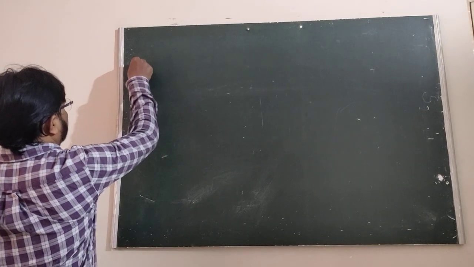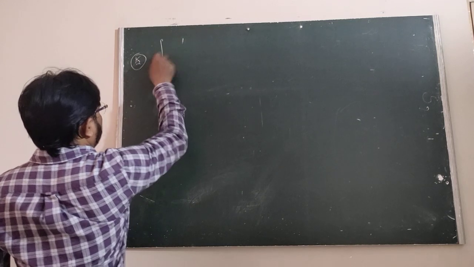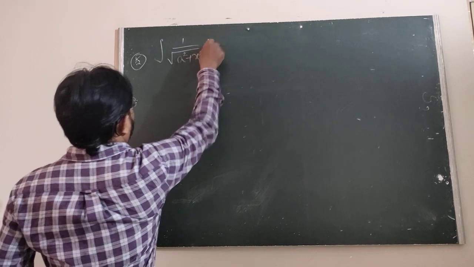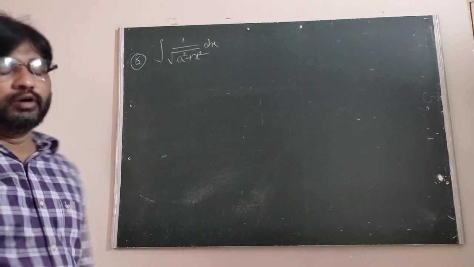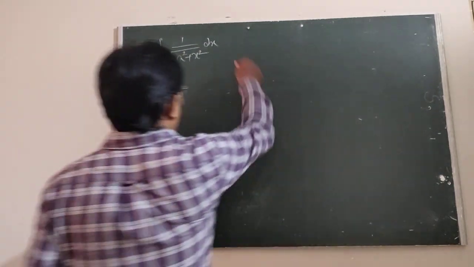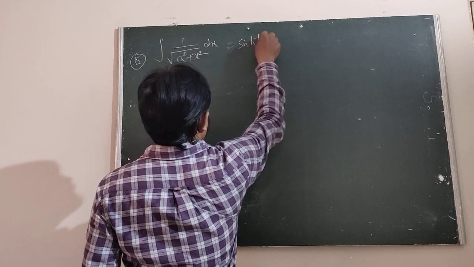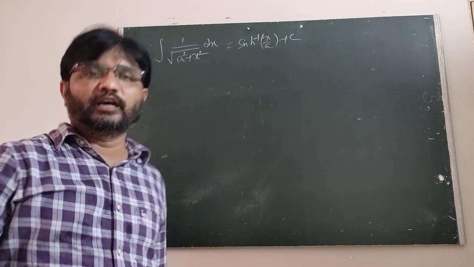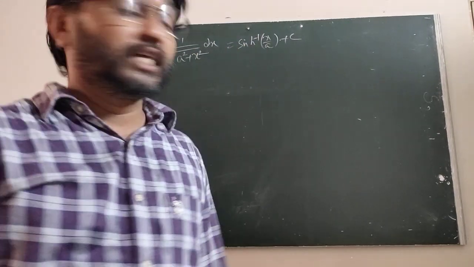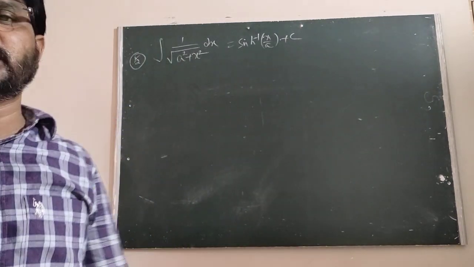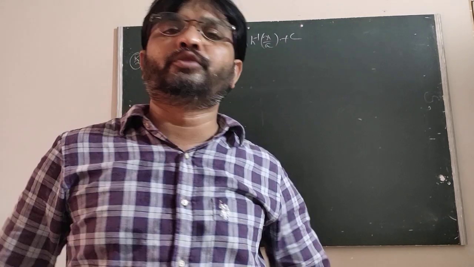Now we are going to discuss the fifth one, that is the integral of 1 upon under root a square plus x square dx, which is sin h inverse of x by a plus c. Here we have a square plus x square, or root of a square plus x square, either 1 by under root a square plus x square.